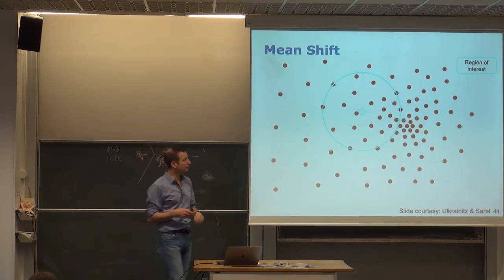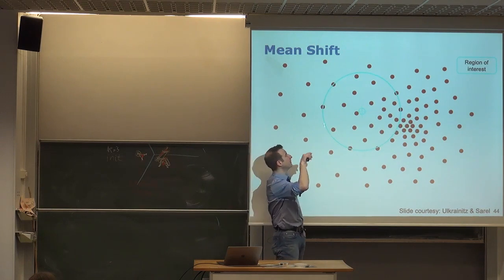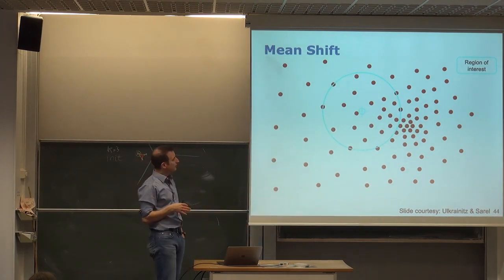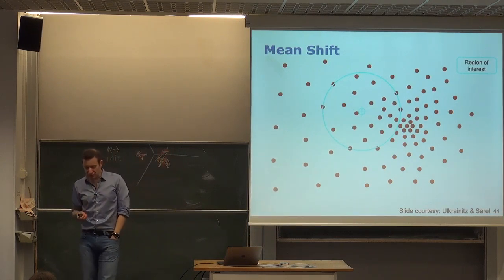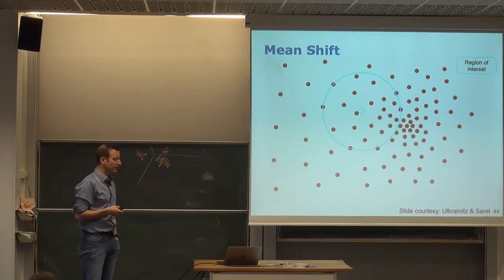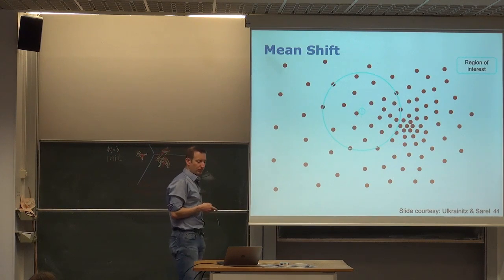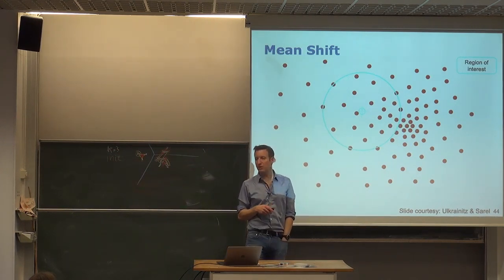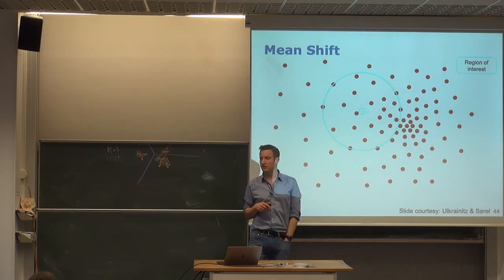Okay, so for every point you have a region of interest, and for this region of interest, you now want to compute a density function. So what's the density of points in this region over here?